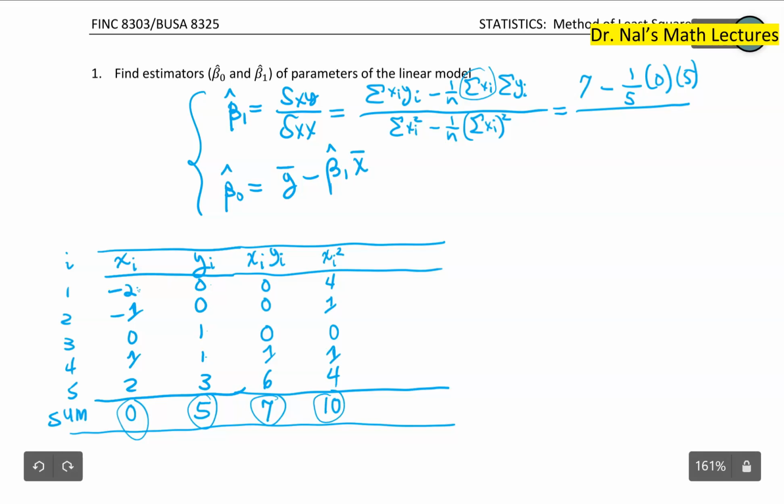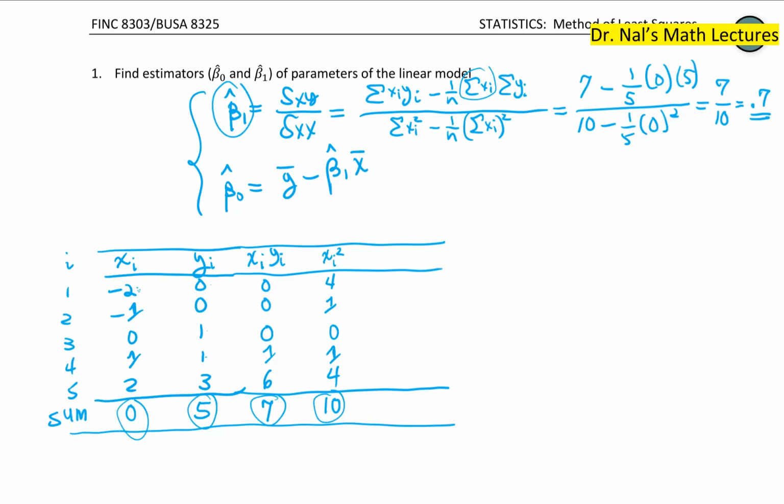Sum of xi squares, that's the 10. And minus 1 over 5 times the sum of xi, squared, so 0 squared. So in the numerator, we have a 7. In the denominator, we have a 10. So for beta 1 hat, we got 0.7. Does that make sense? 0.7. So that's our value for beta 1 hat.